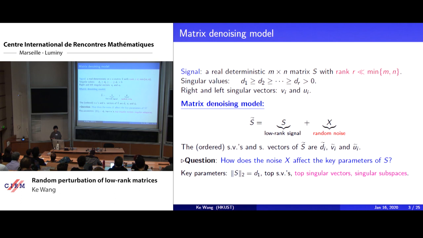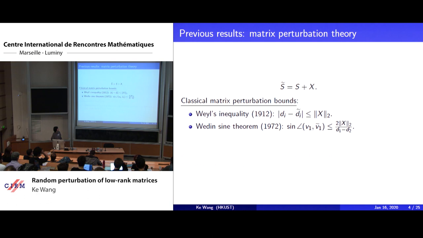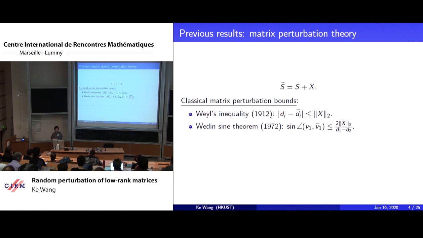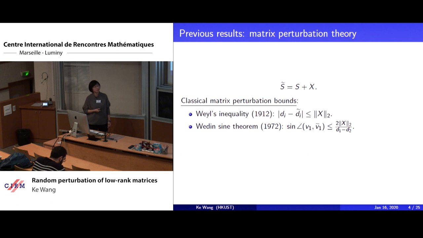And in matrix perturbation theory, this is a very classical question that has been intensively studied. So there are some classical bounds. Say, Weyl's bound says the distance between the perturbed singular values d_i and d_i tilde is bounded by the operator norm of this noise matrix. And there is Wedin's sin theta theorem, which considers the perturbation between singular subspaces. So this is a more general sin theta theorem. A simple version of that is that the sine of the angle between the top singular vectors v_1 and v_1 tilde is upper bounded by twice the operator norm of X divided by d_1 minus d_2, the spectral gap. So the angle here we assume is always between 0 and pi over 2.